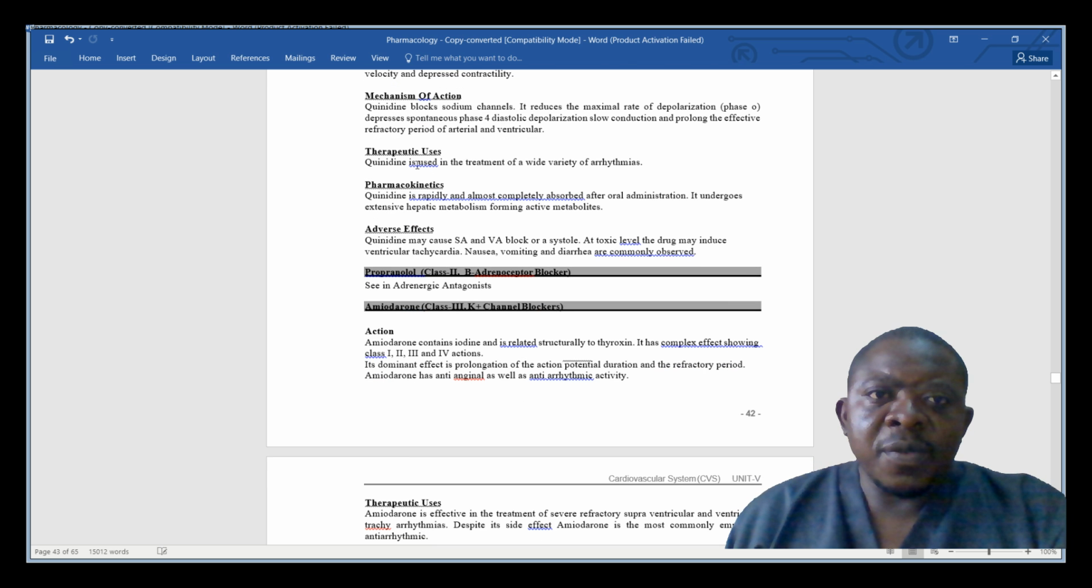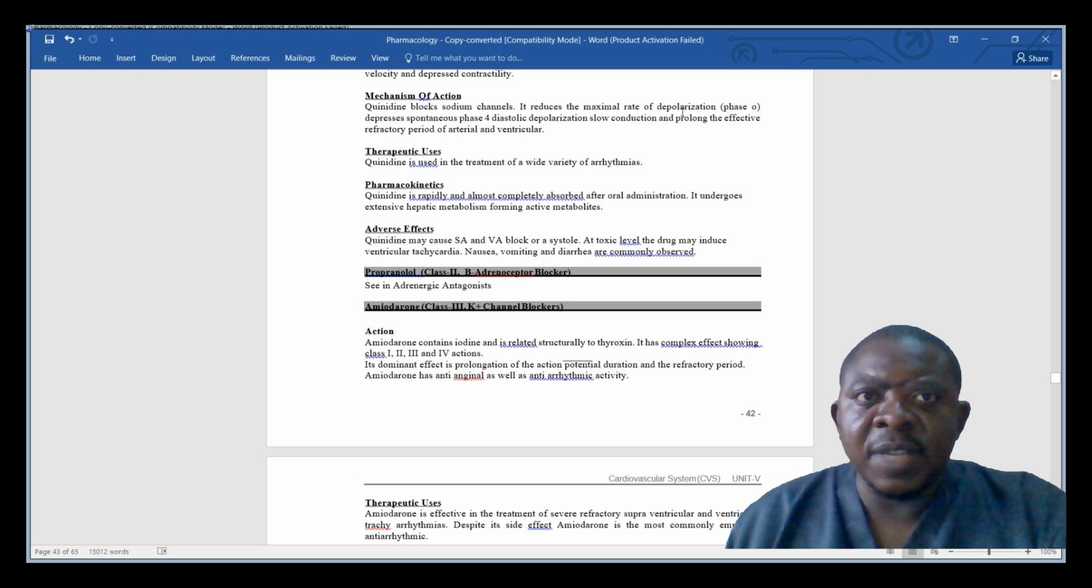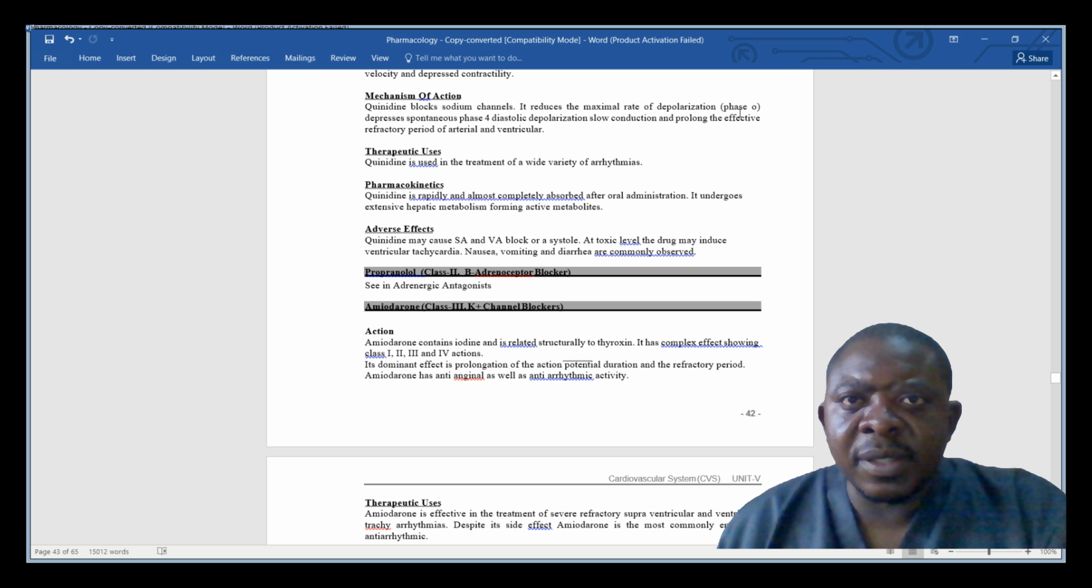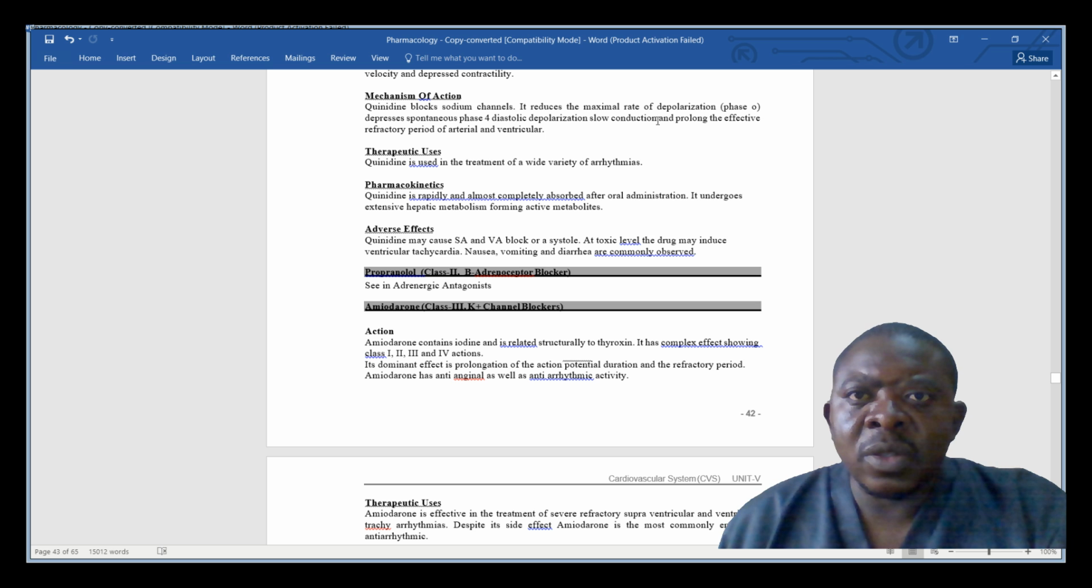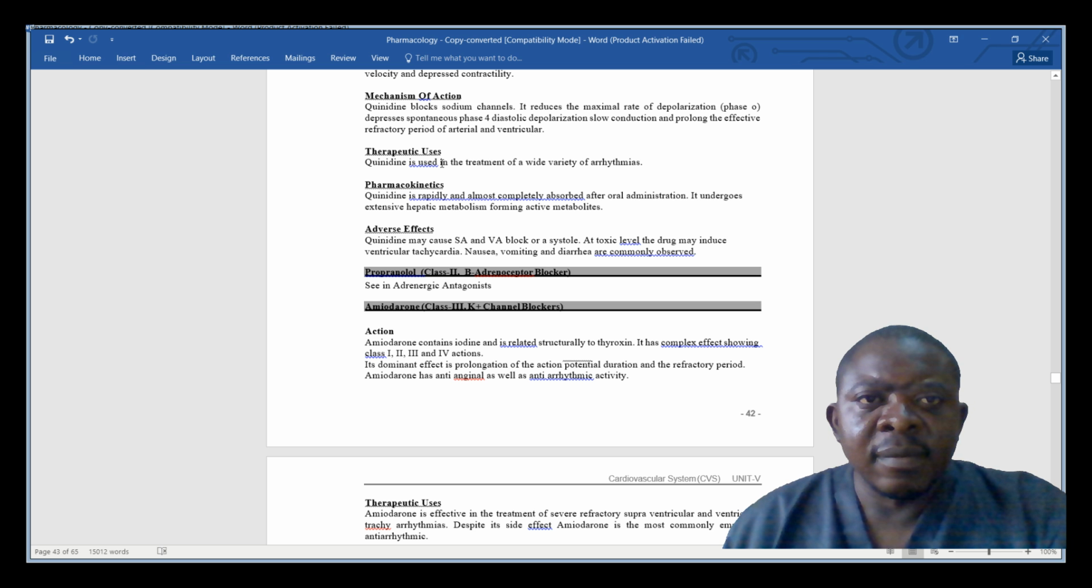Mechanism of action. Quinidine blocks sodium channels. It reduces the maximum rate of depolarization. Okay, so that is phase 0. It depresses spontaneous phase 4 diastolic depolarization, slowing conduction, and prolongs the effective refractory period of atrial and ventricular tissue. Therapeutic use. Quinidine is used in the treatment of a wide variety of arrhythmias.